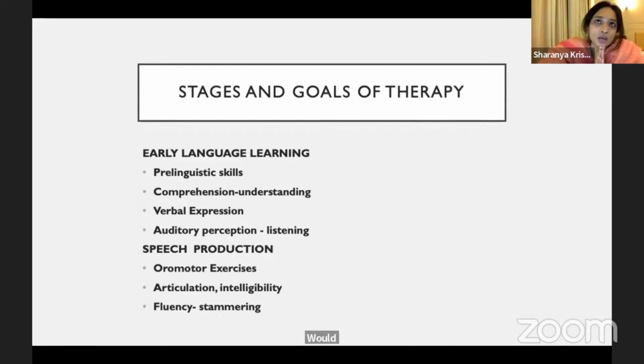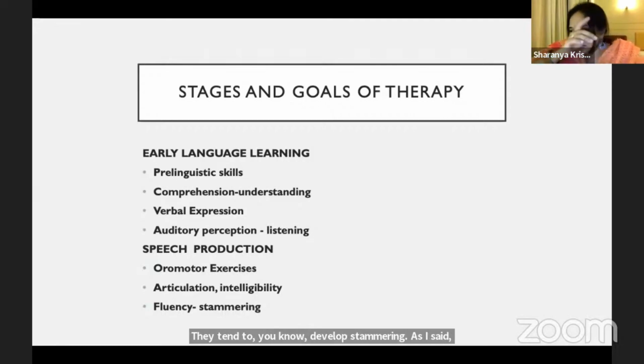Another common challenge that older kids with Down syndrome face is generally stammering. They tend to develop stammering. As I said, they are no different from neurotypical kids who are developing typically, because they are very high on emotional quotient. The social skills are on par with typically developing children.